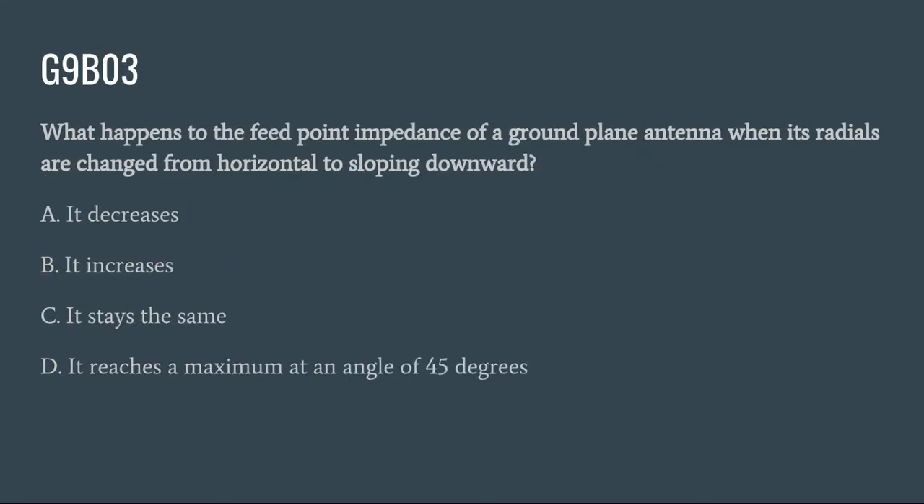G9B03, what happens to the feed point impedance of a ground plane antenna when its radials are changed from horizontal to sloping downward? A, it decreases. B, it increases. C, it stays the same. Or D, it reaches a maximum at an angle of 45 degrees. Correct answer here, B, it increases.